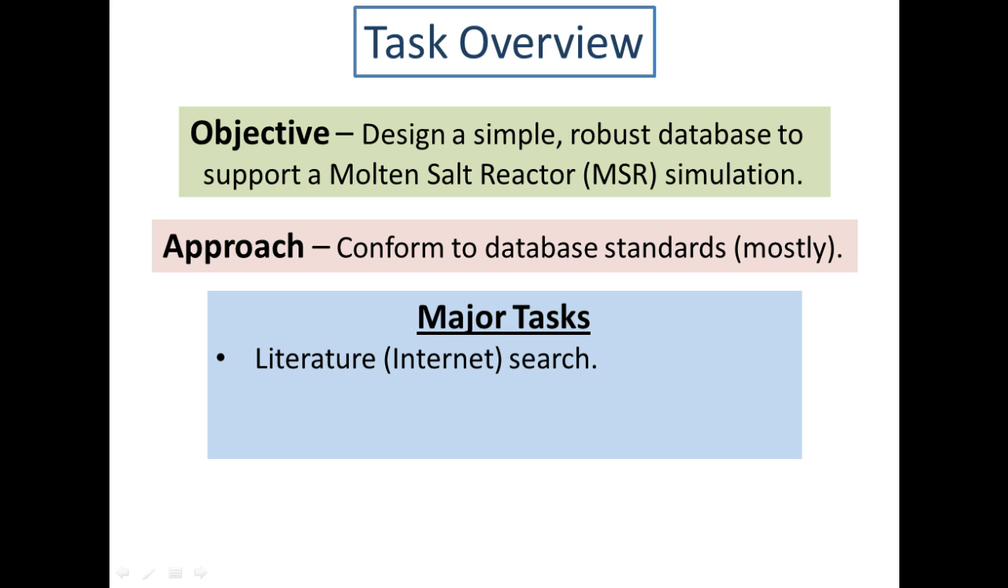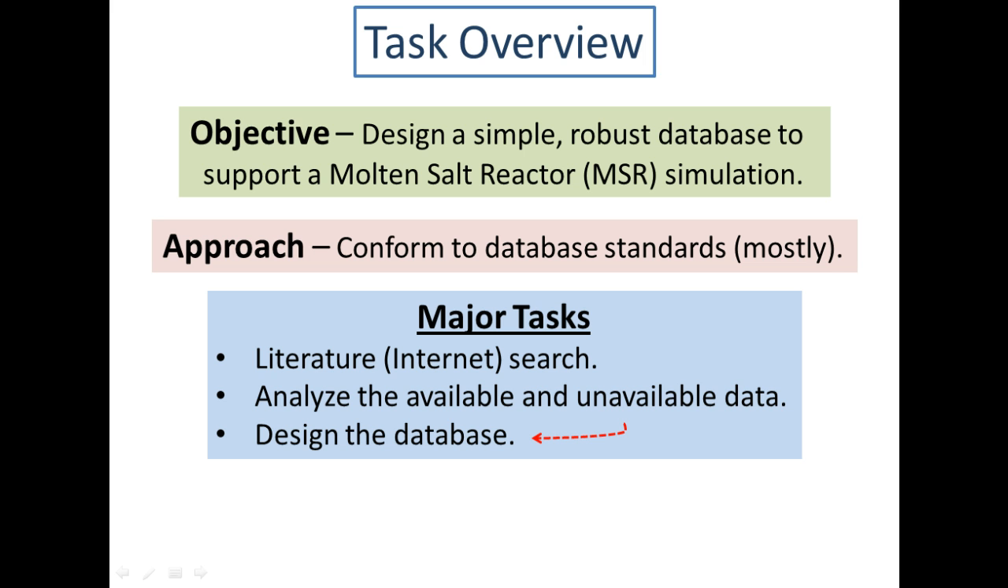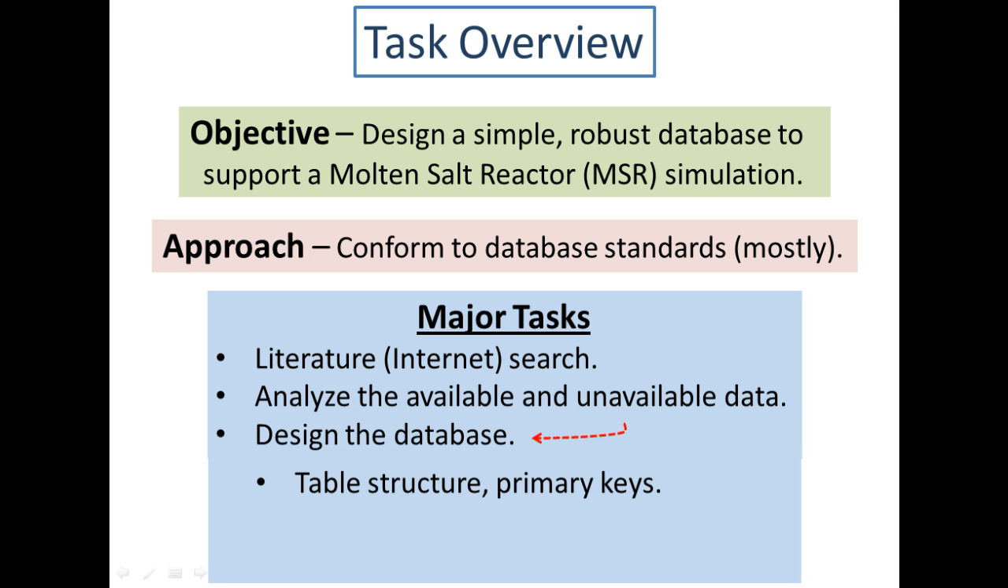First, we'll look over the internet to see what data are available. If certain data are not available, we'll need to develop it. Even the unavailable data will affect the design of the tables. We want the table structure to be robust enough to handle data we don't have yet. The primary key we will use diverges a bit from formal database design rules, but we have reasons for that.